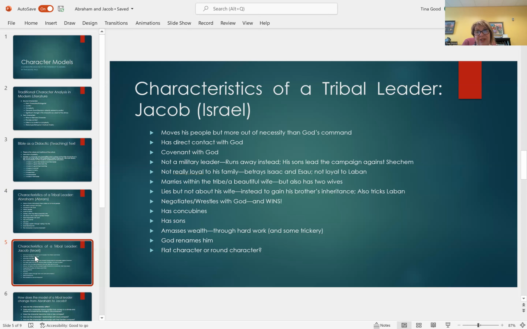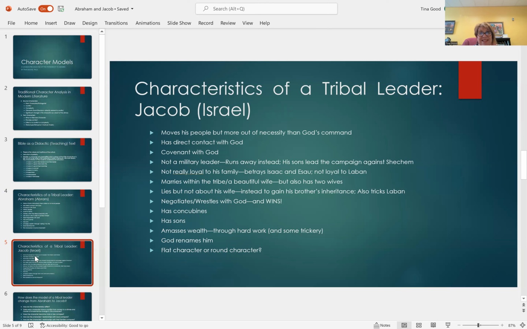Jacob is not a military leader. He does not go in and rescue anyone. Instead, really, he's somebody who more kind of runs away, right? When he tricks Esau and he's afraid of Esau, he runs away. And when Laban is taking advantage of him, he runs away from Laban. And in fact, the big war, if you will, the big battle in Shechem is actually done by his sons, not Jacob himself.